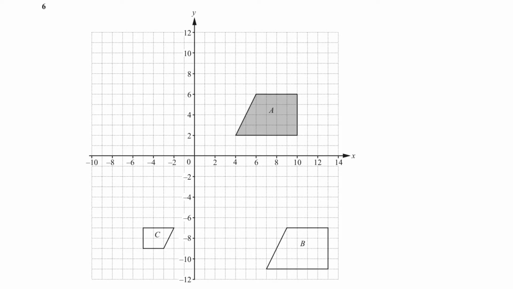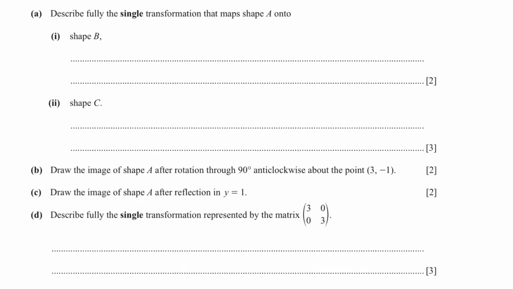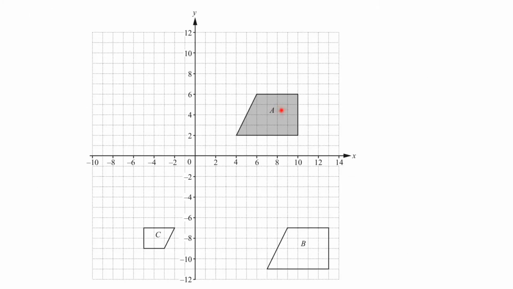Question number 6. We have been given 3 shapes and a grid has been given to us. So this is a transformation question. Let's read the question. Describe fully the single transformation that maps shape A onto shape B. This is shape A and this is shape B. You can see the size is the same. It has just been shifted. So it's a translation.